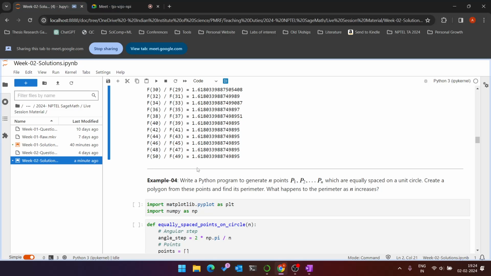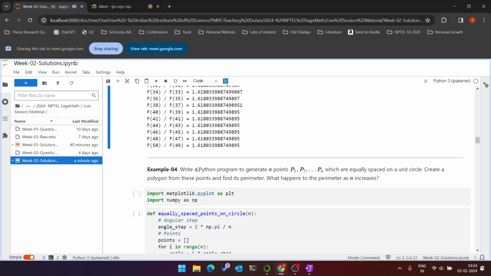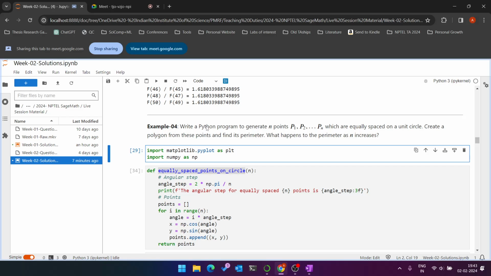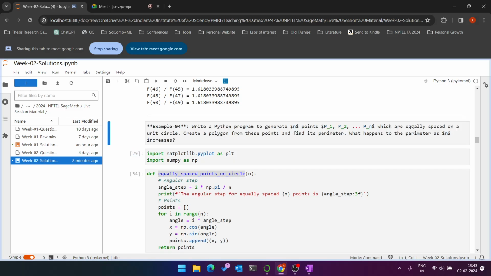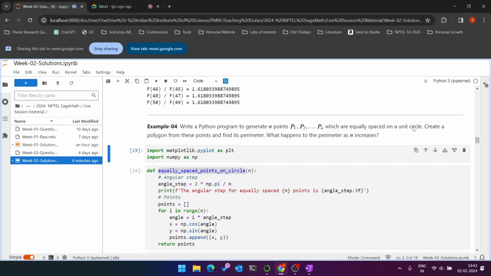We are now solving this example where we want to write a Python program which will generate n points p1 to pn, which are equally spaced on a unit circle. So the radius is equal to 1 for this circle, and it is centered at the origin (0, 0). Then we are asked to create a polygon from these points and find its perimeter. And finally, comment on what happens to the perimeter as n increases.